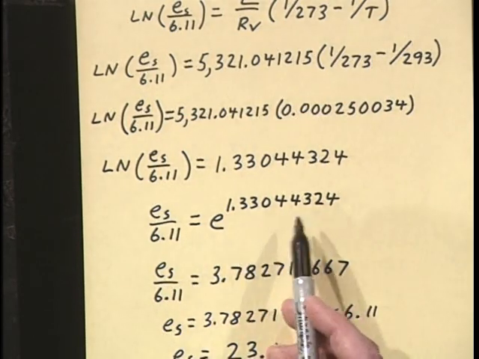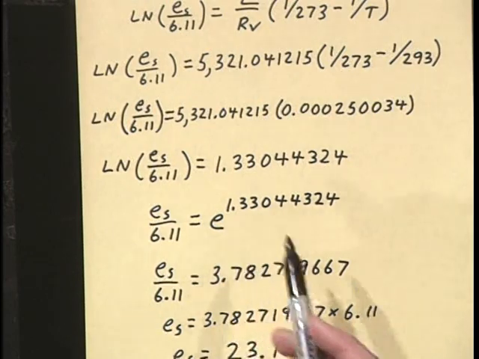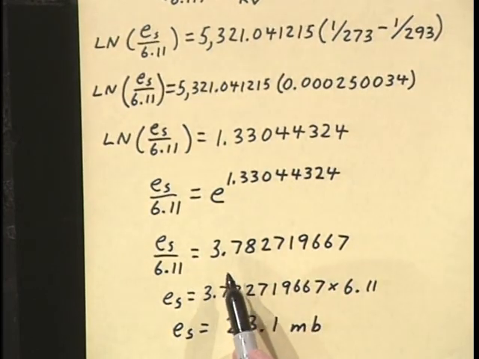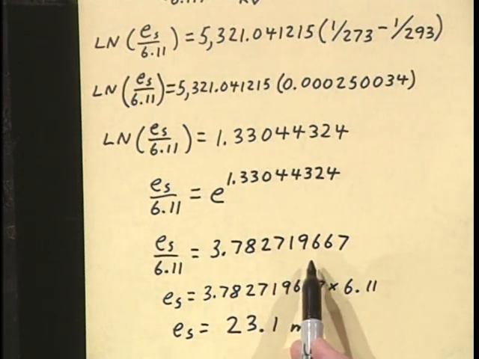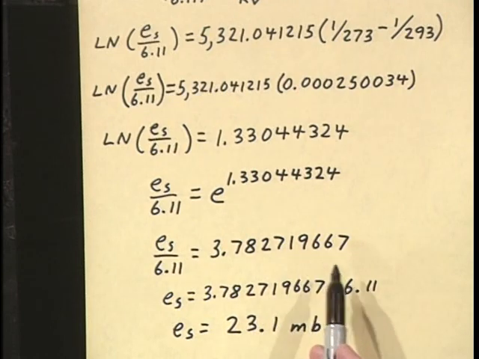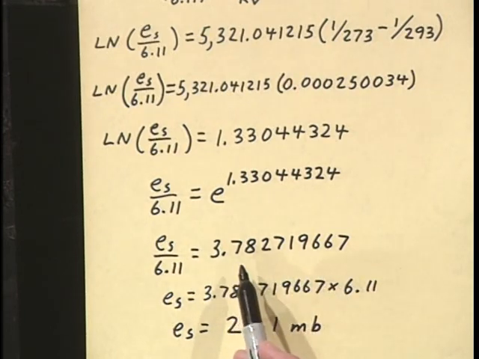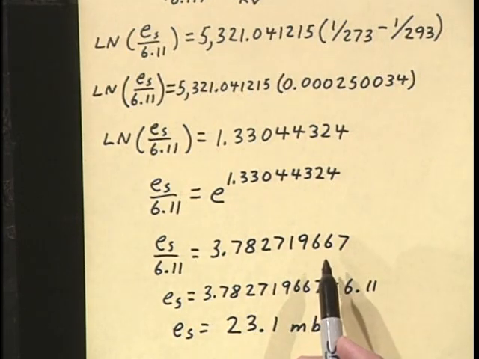In the scientific calculator, you put in this number and find the exponent of that number, and you'll get this number here, 3.782719667. Make sure that you keep as many digits as the calculator will give you when solving this. You don't want to do any rounding until the very end.